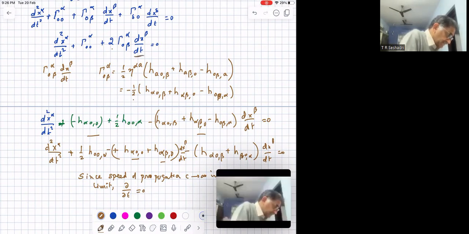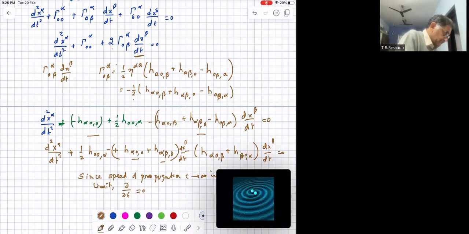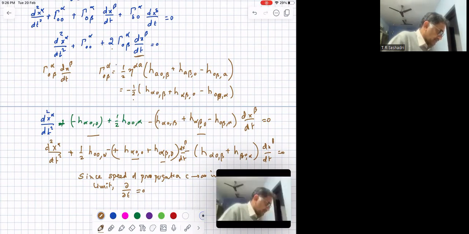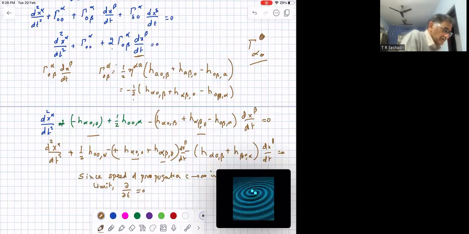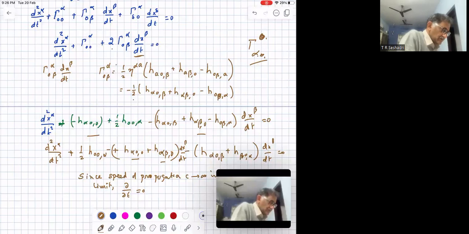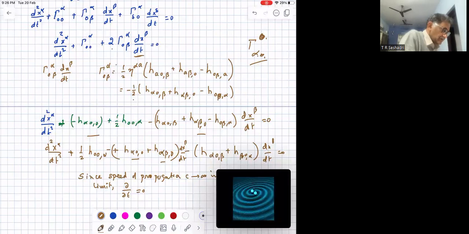No, I mean it is here, no? No, but that term comes from the expansion of gamma 0, 0 alpha, right? I mean 0 alpha 0. You mean this one? Is this what you're asking? No, 0 alpha 0. Okay, in that sense, alpha 0. Do you know why this is not there?